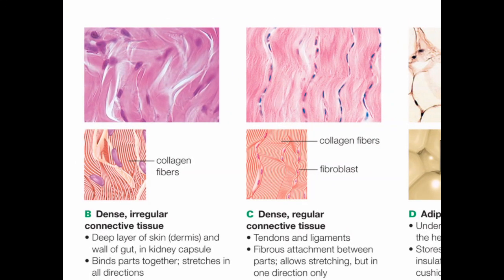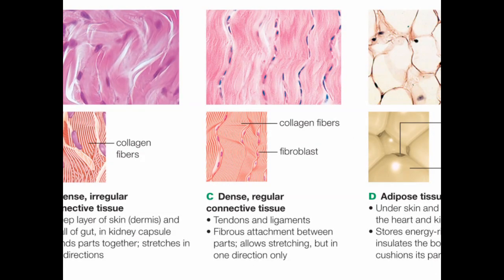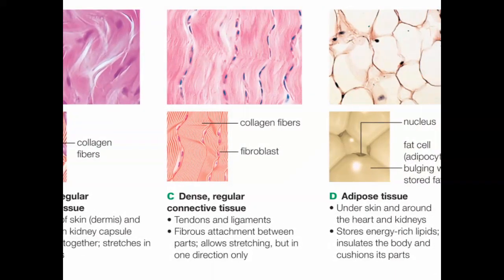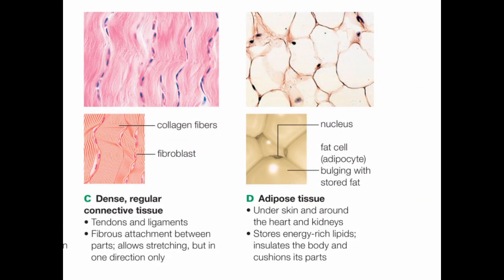As you can see, the regularity is in the arrangement of the cells in the tissues. The dense regular tissues are exemplified by the tendons and the ligaments. They form fibrous attachments between the parts of your body that allow stretching. However, it's only in one direction. And then the last subclassification of your connective tissue is the specialized one.